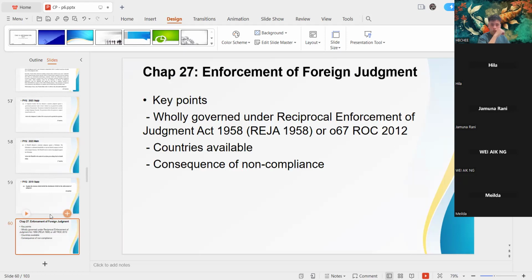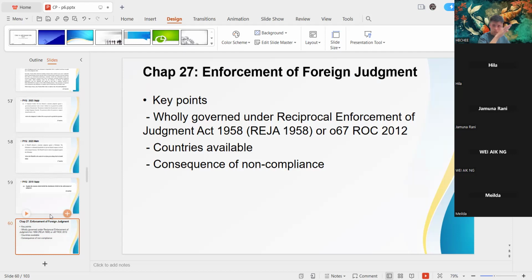Okay, now we come to the next chapter, the enforcement of a foreign judgment. So it is purely governed under the Reciprocal Enforcement of Judgments Act 1958. In the short form it is REJA. So if you cannot memorize the full name of the act, you can find this under Order 67 of the Rules of Court.